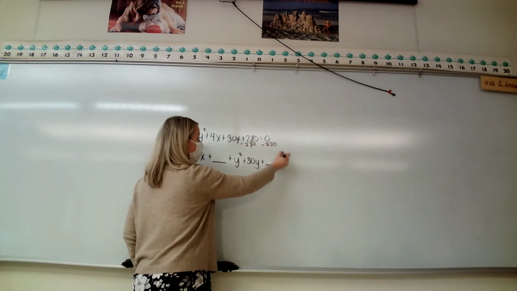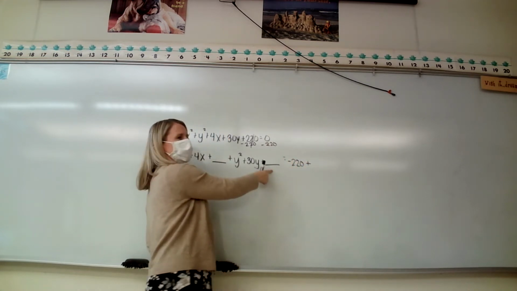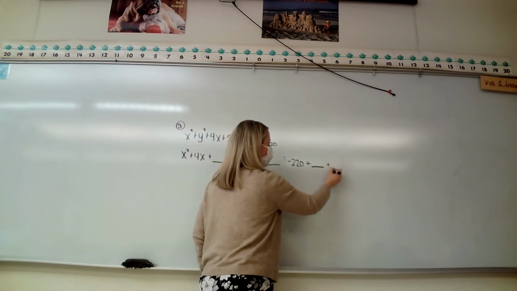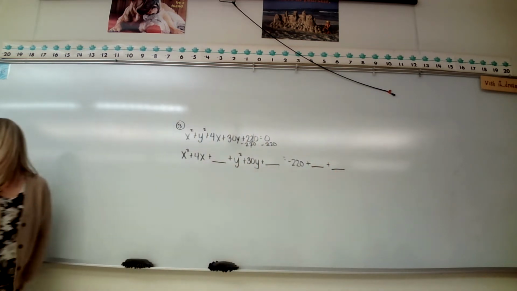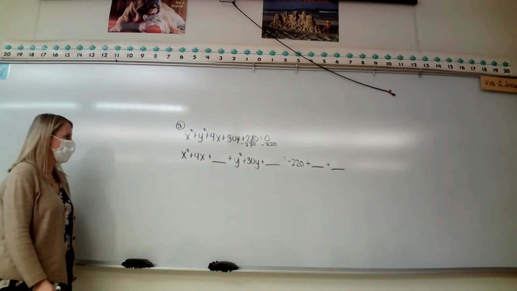So I don't want this one equal to 0. I want it equal to the constant. And then since I added 2 blanks on the left, I need to add 2 blanks on the right. All right. So this looks like fun.